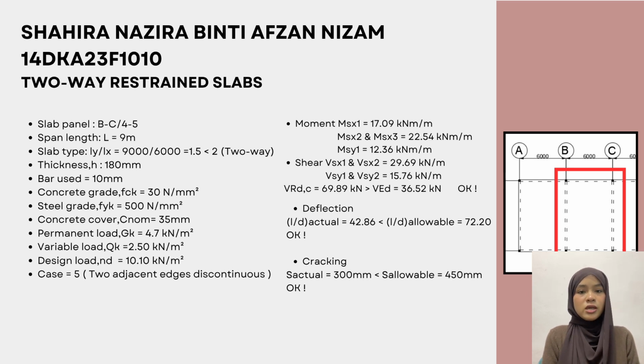For the deflection checking, the actual span to depth ratio is 42.86, while the allowable span to depth ratio is 72.20. Actual value is smaller than allowable, so the deflection is safe. The sixth one is cracking check. Actual crack value is 300 mm. Allowable limit is 450 mm. Since the actual value is lower, crack width is acceptable.